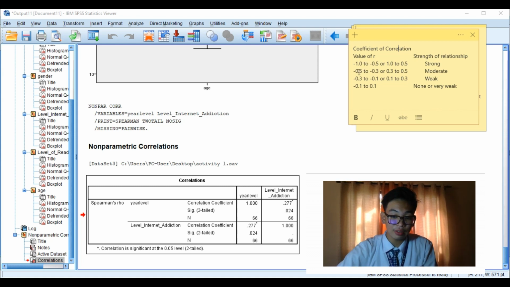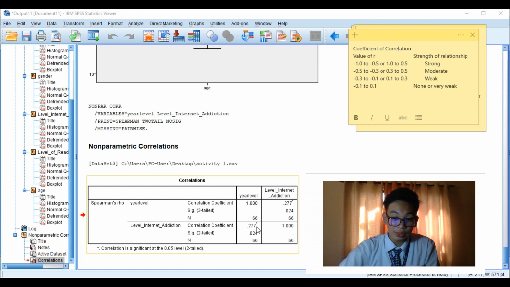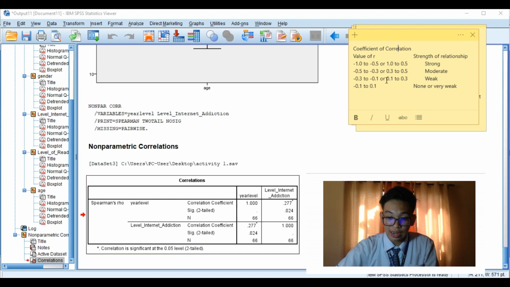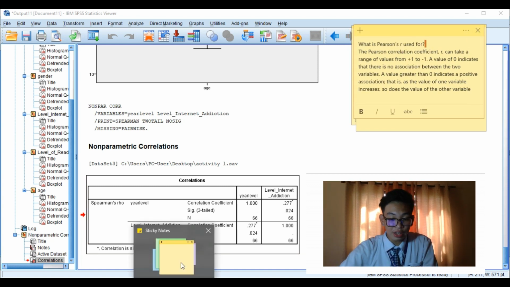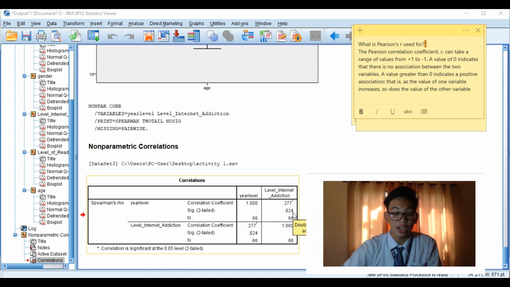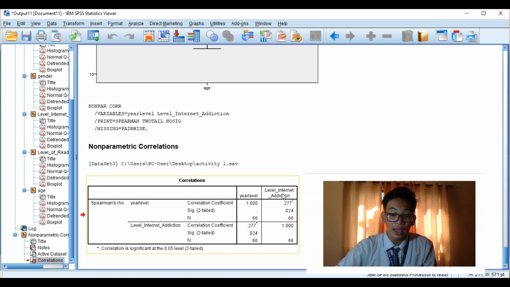Then for -0.5 to -0.3 and 0.3 to 0.5, that would be moderate. Next, -0.3 to -0.1, or 0.1 to 0.3, that would be weak, and -0.1 to 0.1, that would be none or very weak. In this case here, we have 0.277, so that would indicate that the relationship that we have in this non-parametric correlation would be weakly positive. So since the value of p here is 0.024, we're going to reject the null hypothesis, or we can say that the relationship between the year level and the level of internet addiction is significant.